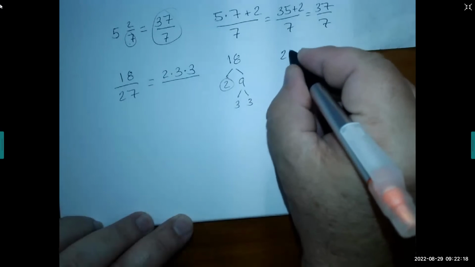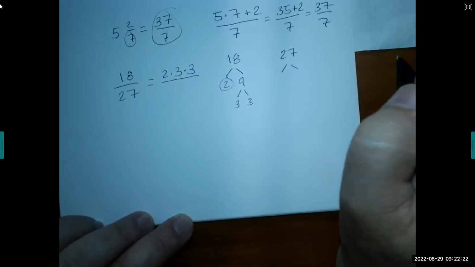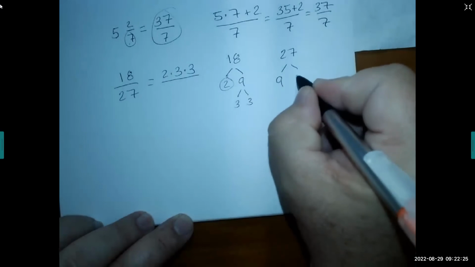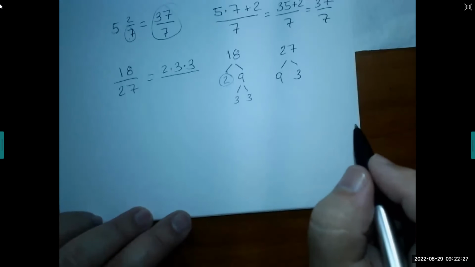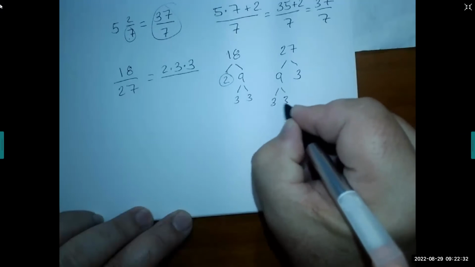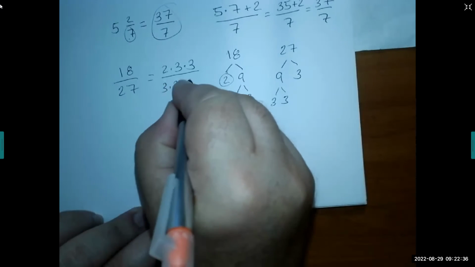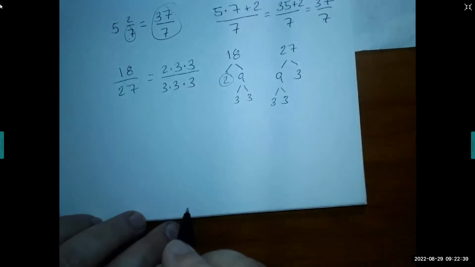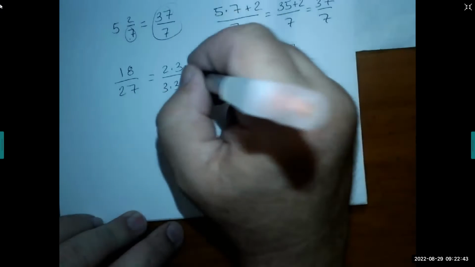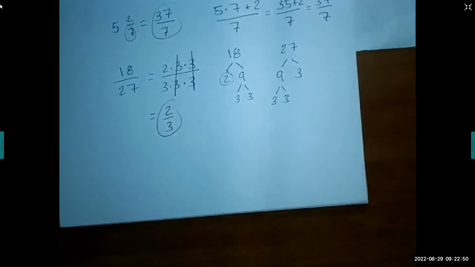And 27 is made up of 9 times 3, and 9 is 3 times 3. And those are all prime numbers. Can anything cancel? The threes. The threes. So I'm left with, there's my final answer. Can't go any further.